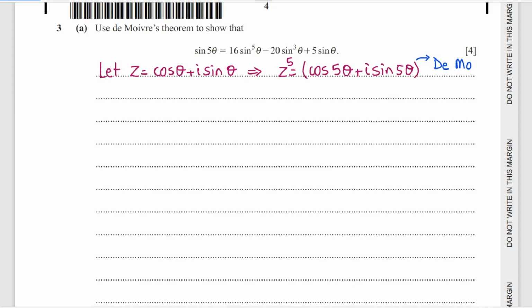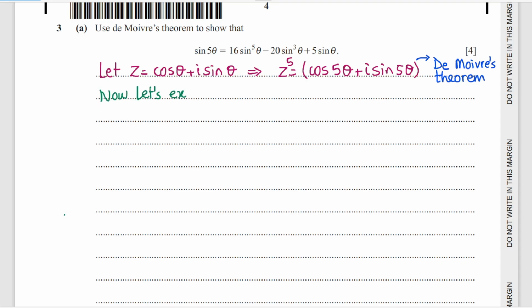De Moivre's theorem gives a direct one-step method for converting powers of complex numbers into trigonometric expressions involving n theta. So the application of the rule is direct. You raise the magnitude r to the power of 5 and you multiply the angle by 5. But here r equals 1.